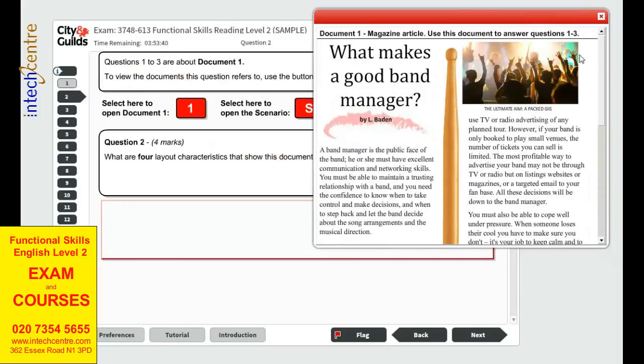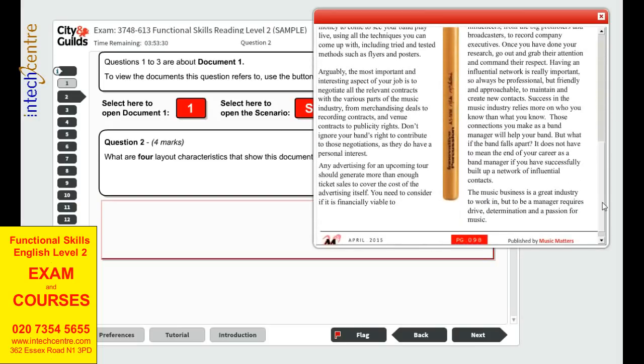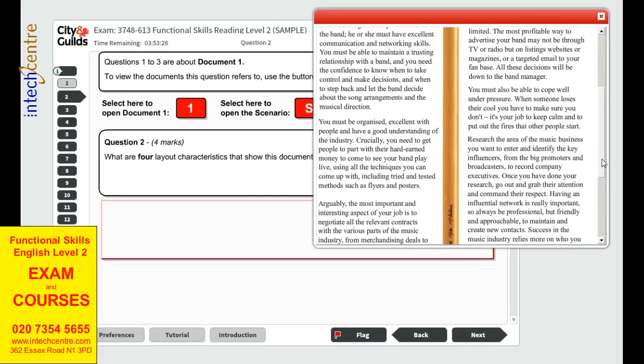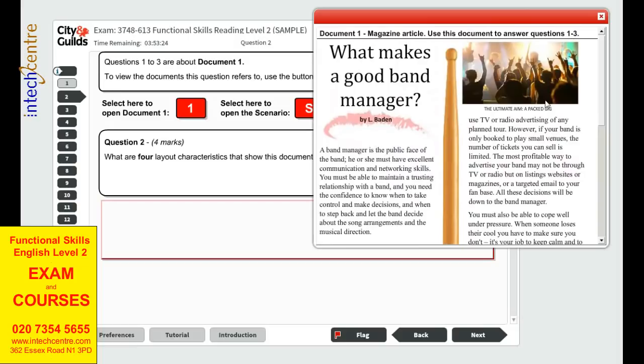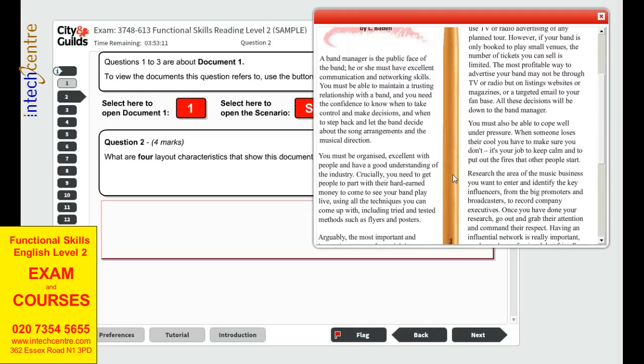So has it got a picture, which you can see here it has. Has it got columns? What type of text allows it to form in a specific style? So you can see here it has a title, it has a picture, it has the author's name, it has columns, paragraphs. So all you need to do is list 4 of these.